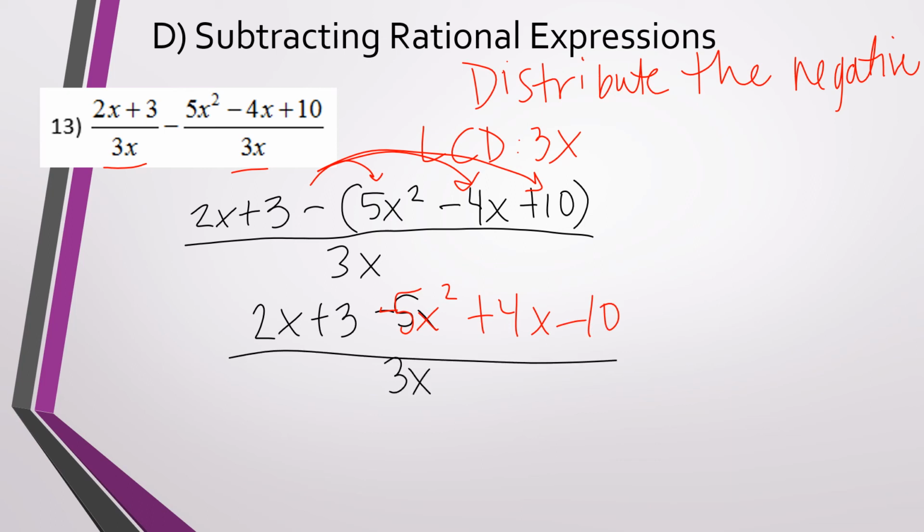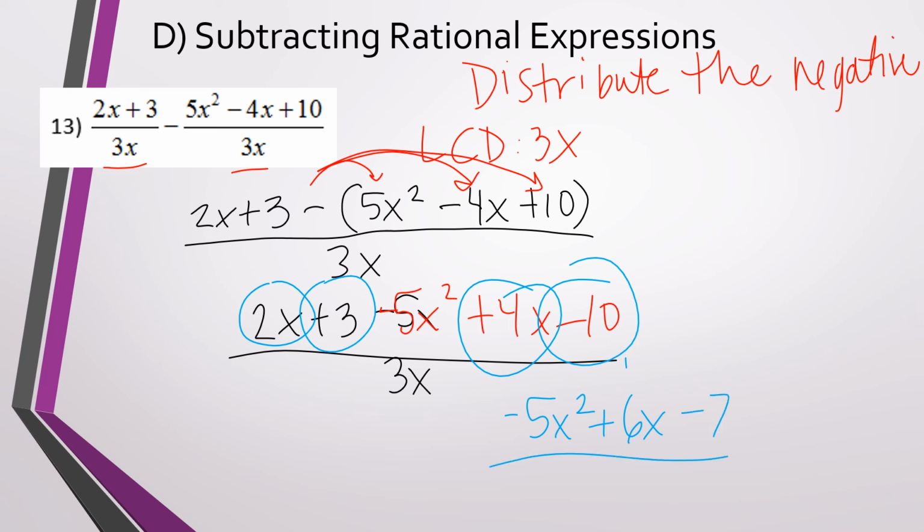So then we can combine our like terms. I have negative 5x squared, and then 2x and 4x can combine to make 6x. And then 3 and negative 10 can combine to make negative 7 over 3x. You cannot simplify it any further. That is it.